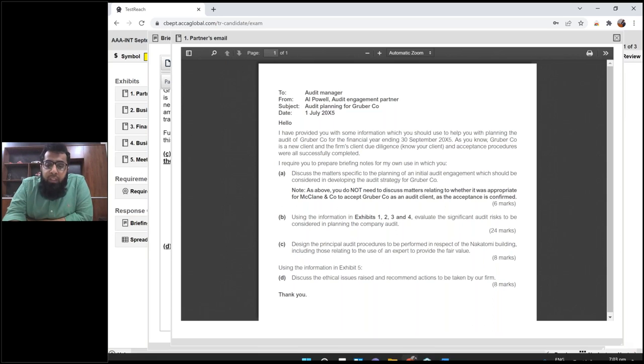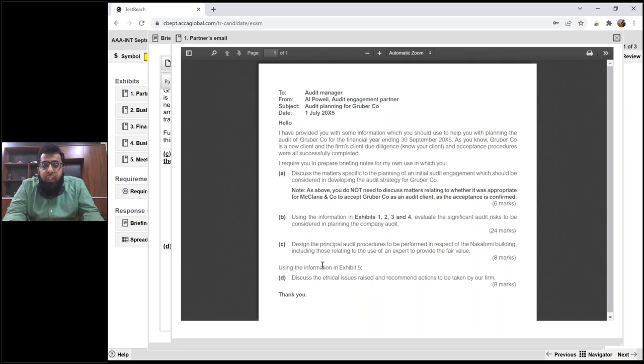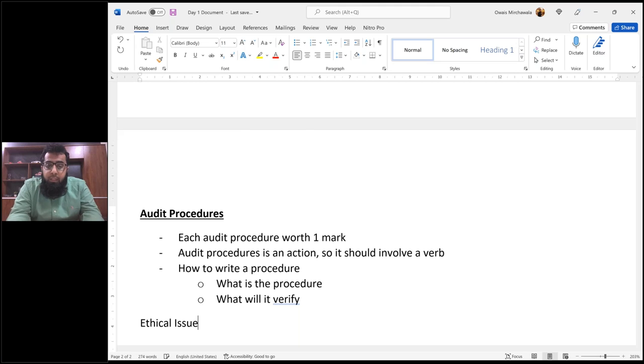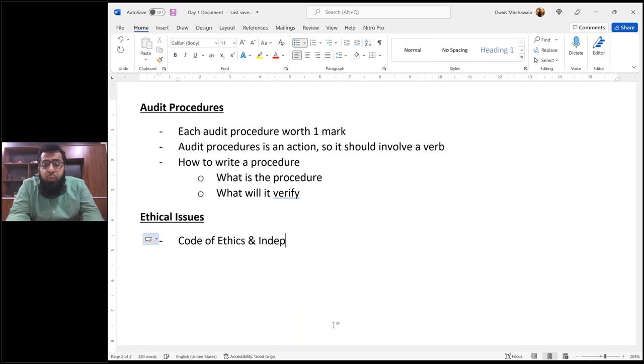Now, today we are starting with part D of this question, which is: using the information in exhibit 5, discuss the ethical issues raised and recommend the actions to be taken by our firm. Now, when we talk about ethical issues, how do we develop them? What I advise my students is, listen to me, when we talk about ethical issues, you can use the code of ethics and independence issues in ethical matters.